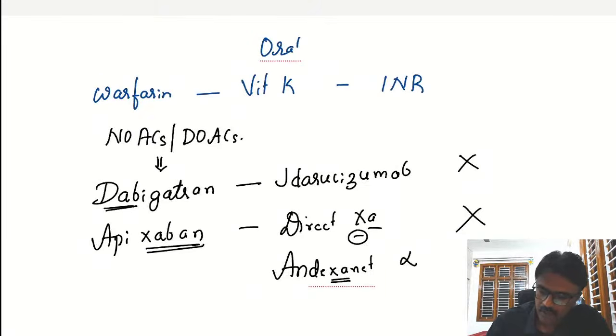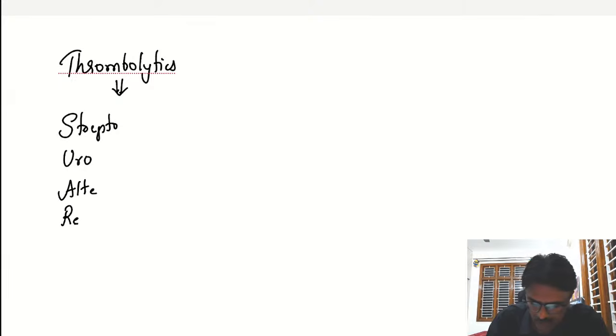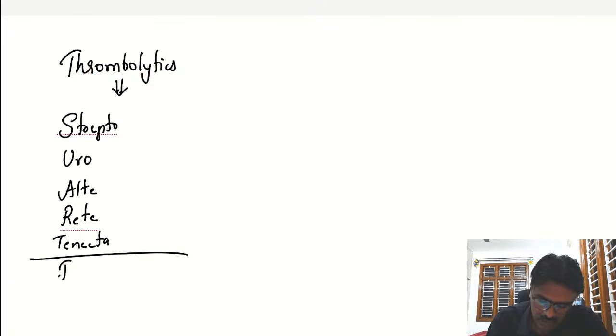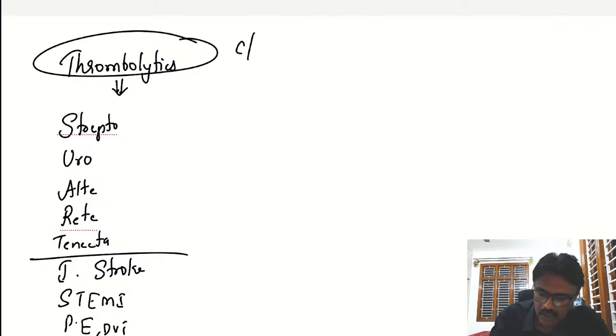Then let me add one more point for you: the thrombolytics. What are the thrombolytics we have? Thrombolytics are also called fibrinolytics. We have streptokinase, urokinase, alteplase, reteplase, tenecteplase. Where are they used? They are used in ischemic stroke, ST elevation MI, pulmonary embolism and DVT.